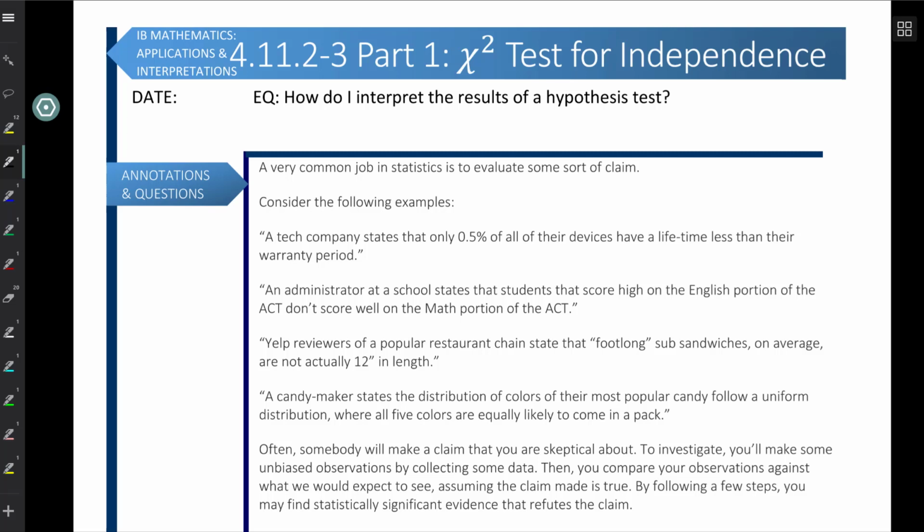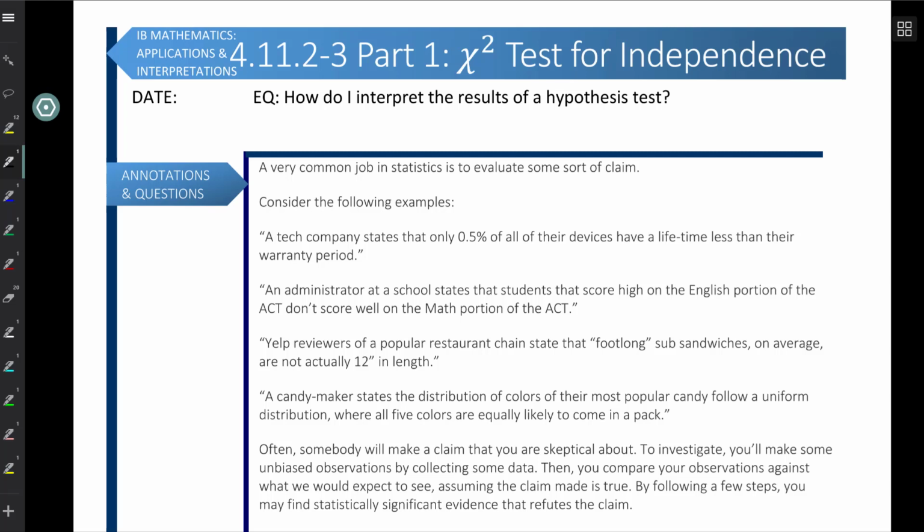Another one, a candy maker states the distribution of colors of their most popular candy follow a uniform distribution where all 5 colors are equally likely to come in a pack. Have you ever gotten a pack of Starburst and every single one of them is orange? Or very close to it? Hey, maybe that distribution is really not all that uniform. Maybe they're just trying to unload a whole bunch of orange candies on you. Who knows, right? But these are the things that we can start to take a look at with significance tests or hypothesis tests.